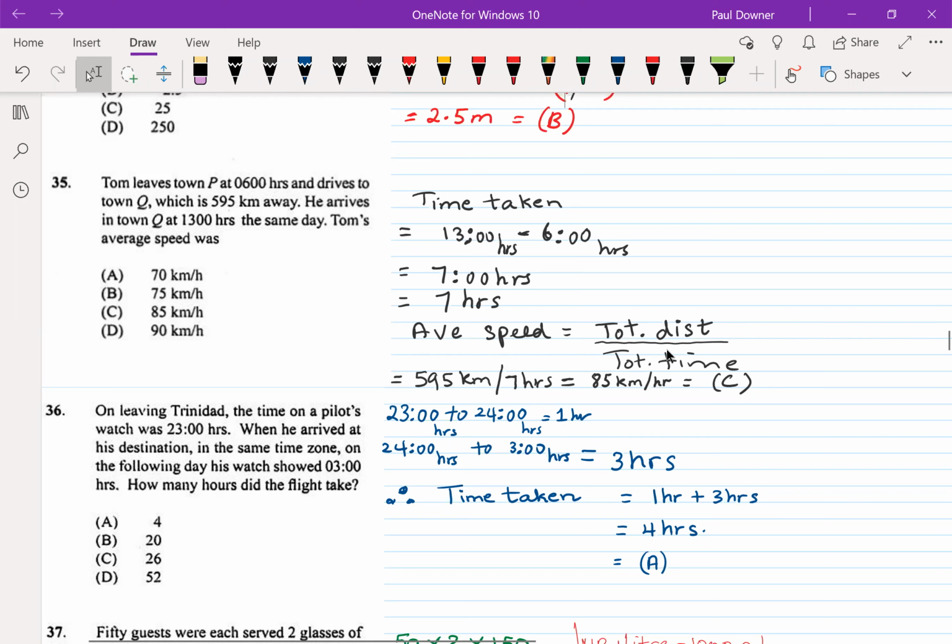That's a formula you need to know. So the total distance traveled from here was 595 kilometers, so we place it here. The total time taken was 7 hours, we put it here. Our answer will be in kilometers per hour. And then if you divide 595 by 7, take your time and do it, you'll get 85 kilometers. Remember, you have to be able to divide, okay? So the answer there will be 85 kilometers per hour, and that is answer C, right? So that was that.